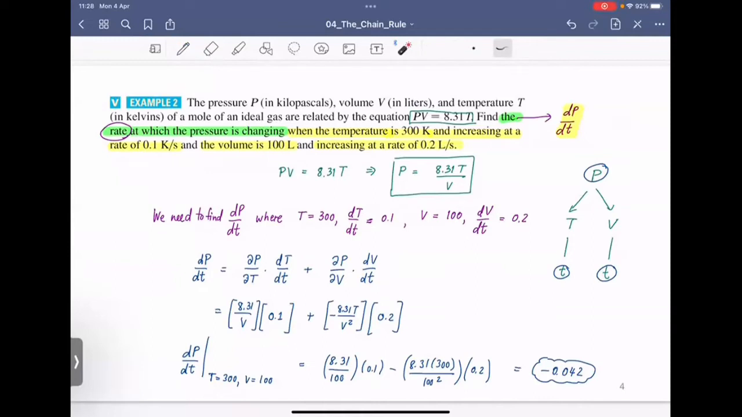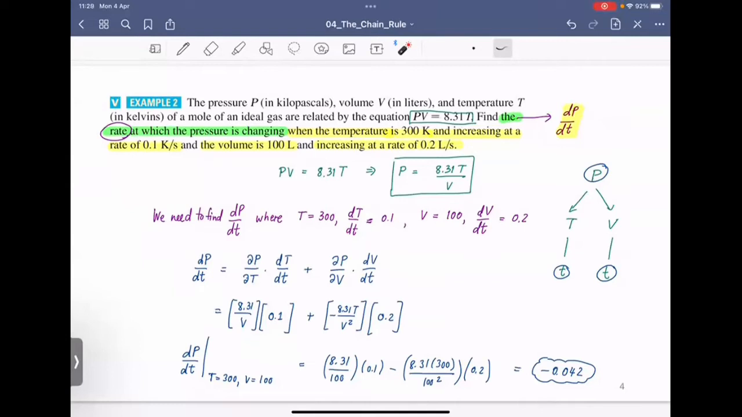At the end, you can conclude that the pressure is decreasing at the rate of negative 0.042. What is the unit? Kilopascal per second. Okay, so the pressure is decreasing at the rate of 0.042 kilopascal per second. Well, that is one application; this is the example in the book as well. So you can see that this concept is based on the chain rule.